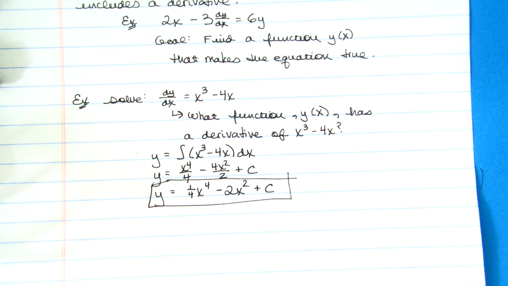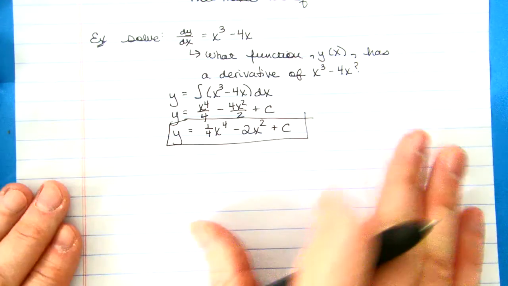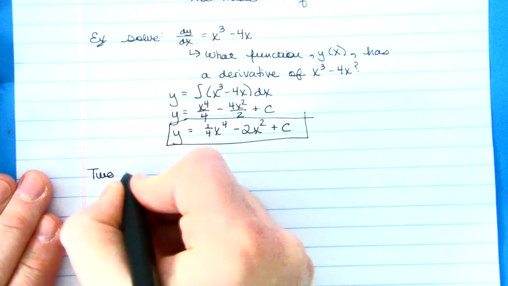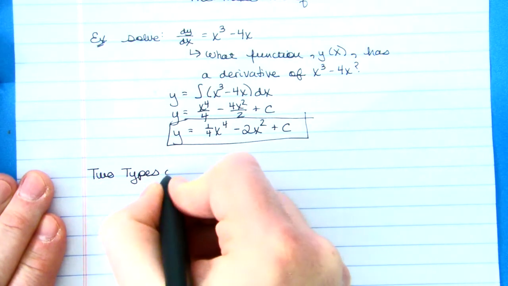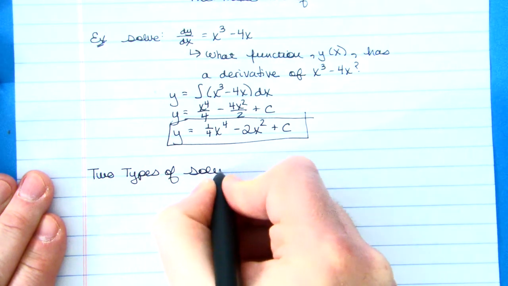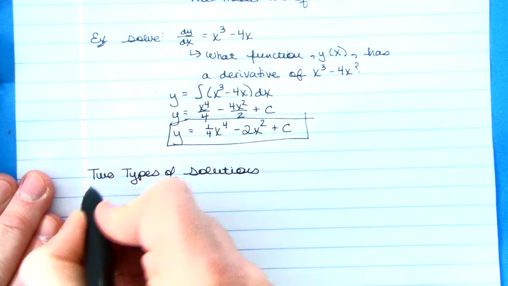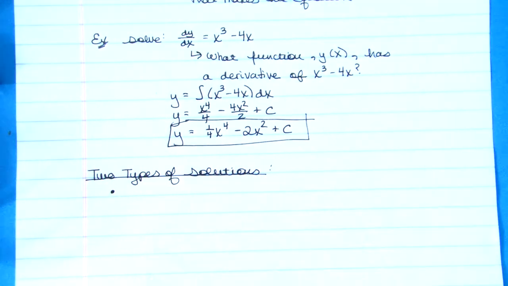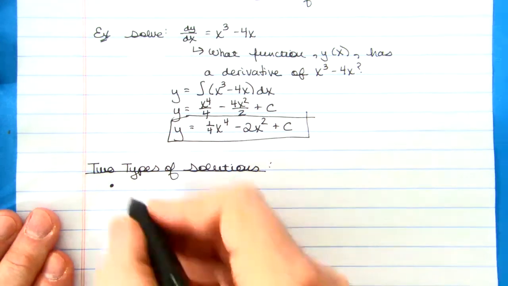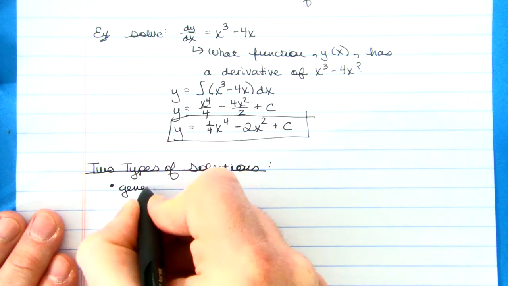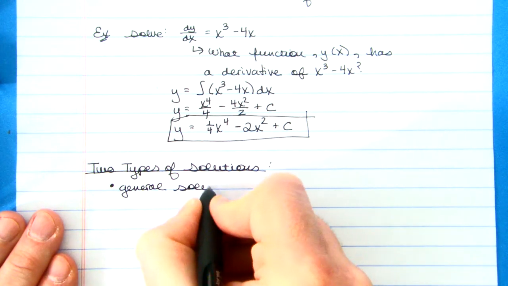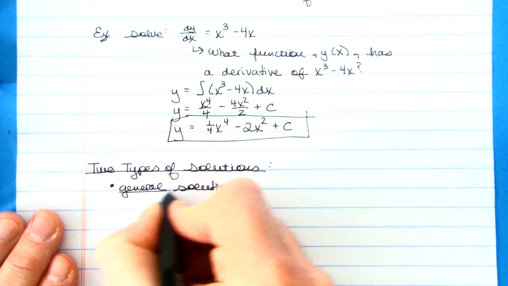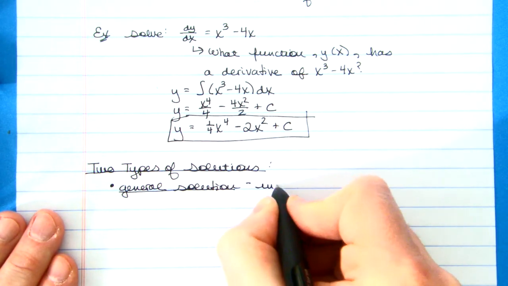Next, when we're dealing with solving these differential equations, there are two different types of solutions we're going to have to deal with. First, we have what we call a general solution. These are solutions that include a constant, that include a plus c. A general solution to a differential equation includes a constant, includes a plus c.